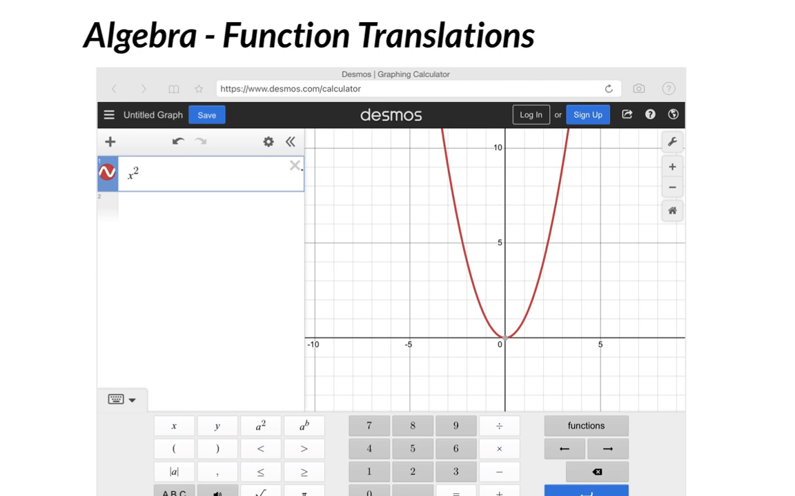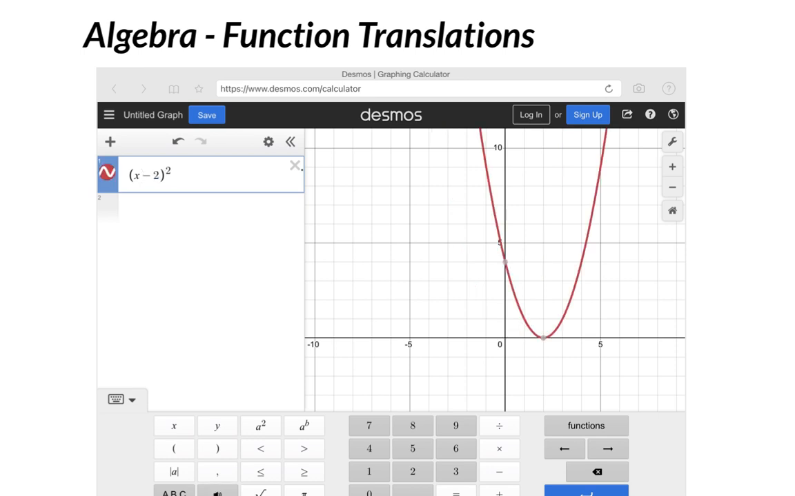Now let me change this a little bit. Let me go in here and add some parentheses. And I'm going to put a minus 2. Now what you see here is that I have shifted my parabola that used to be right at 0, 0 to the right 2 units, which seems odd because you're subtracting 2. If I were to subtract 5, you see I've moved it positive 5 units.